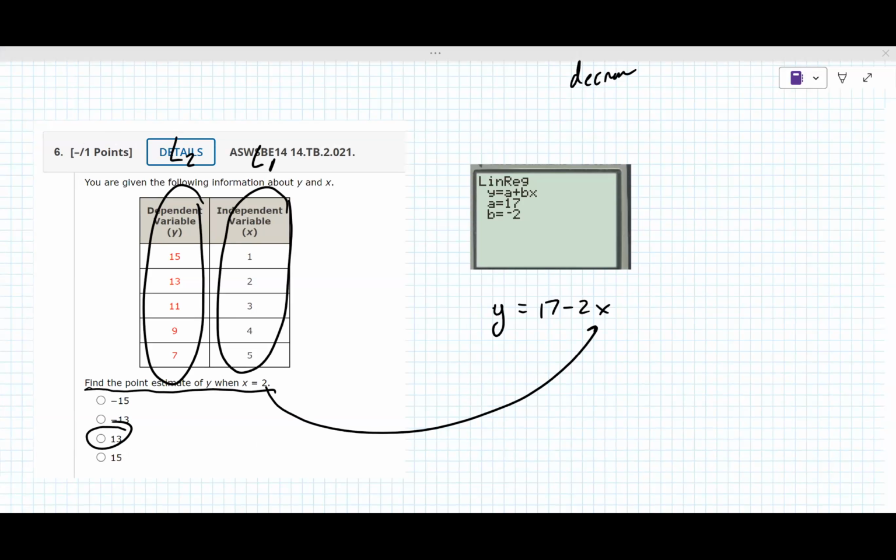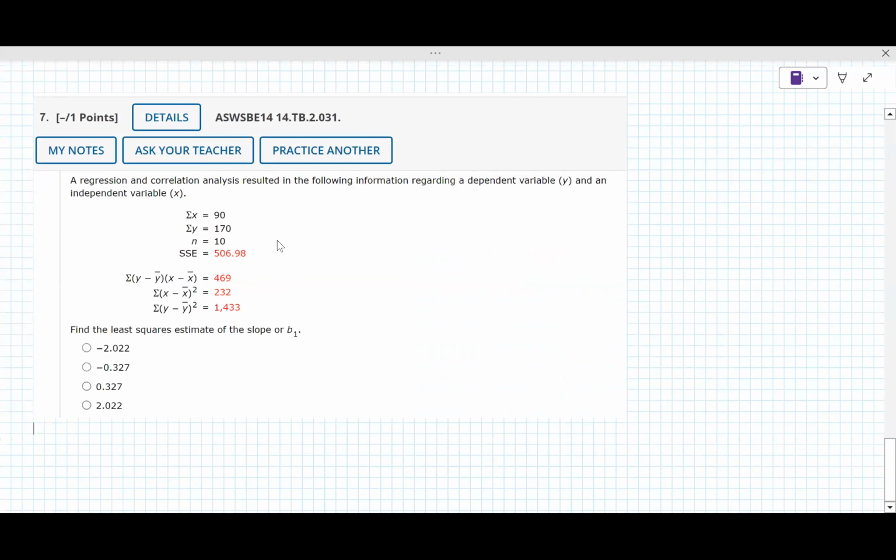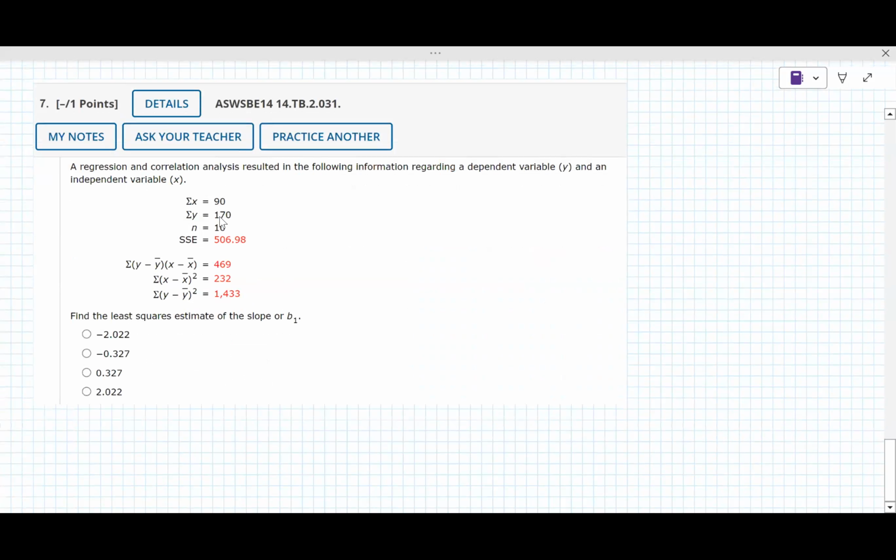Those are kind of all your warm-up questions, but you'll see something like that on the test or quiz or exam coming up. So for number 7, it's awful. They don't give you the data. They give you a summary of the data.